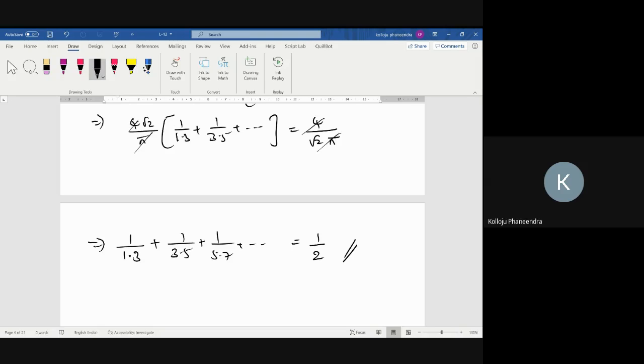Yes, correct. This is one problem based on the 0 to 2 pi interval, and the function is square root of 1 minus under root cos x. Next one.